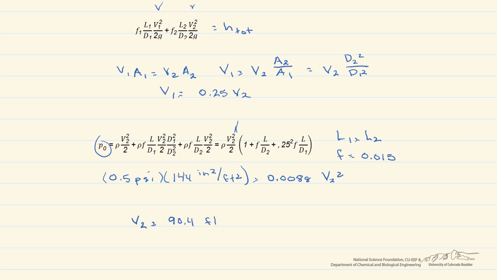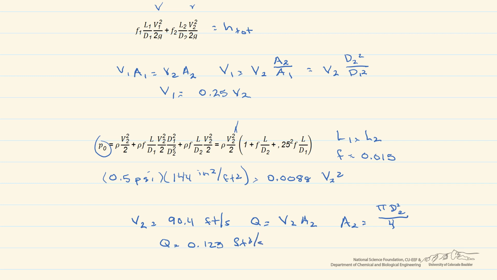But remember that we're looking for Q, so Q is equal here to V2 A2, where our area is equal to pi d2 squared divided by 4. And we put our numbers in, and our Q is equal to 0.123 feet cubed per second.